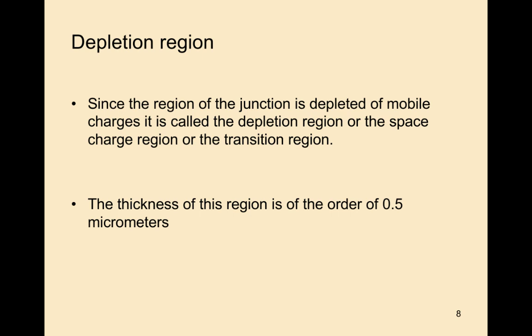Since the region of the junction is depleted of mobile charge carriers, it is called the depletion region, or space charge region, or transition region. The thickness of this region is of the order of 0.5 micrometers.